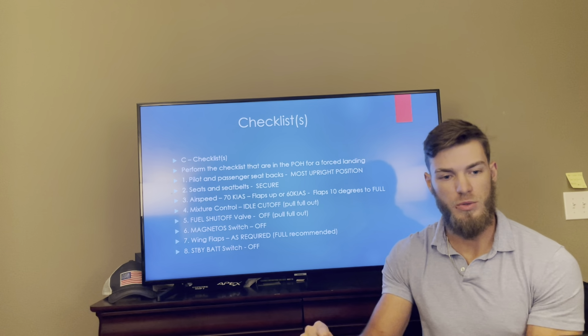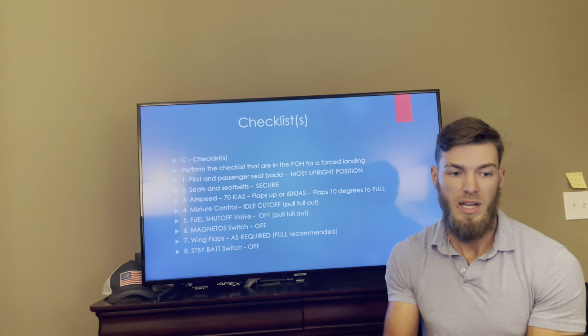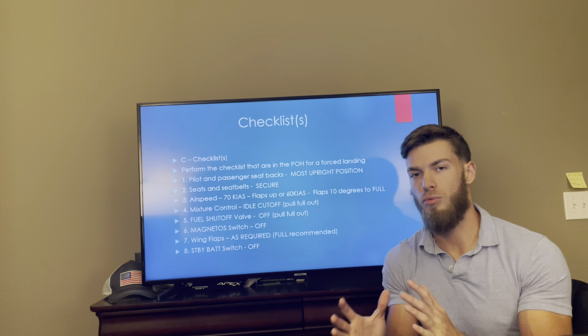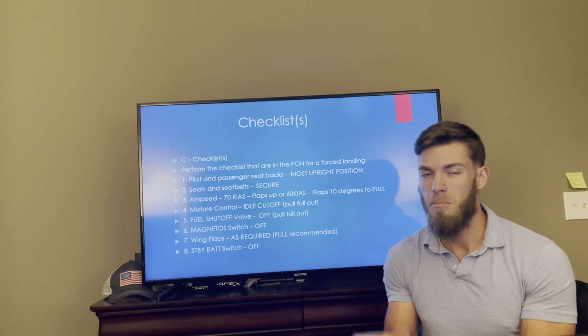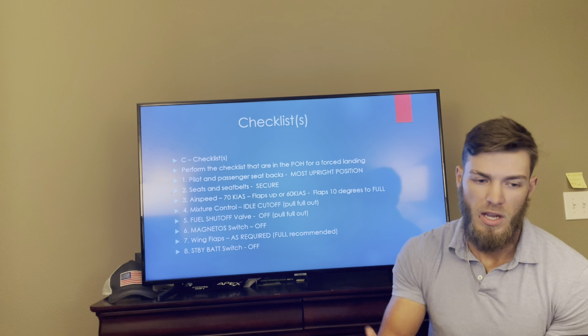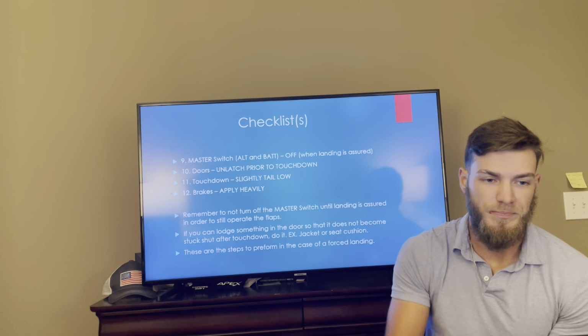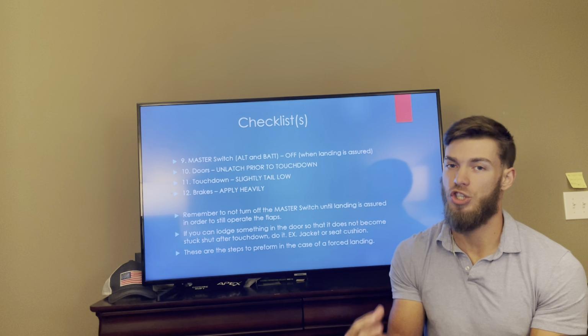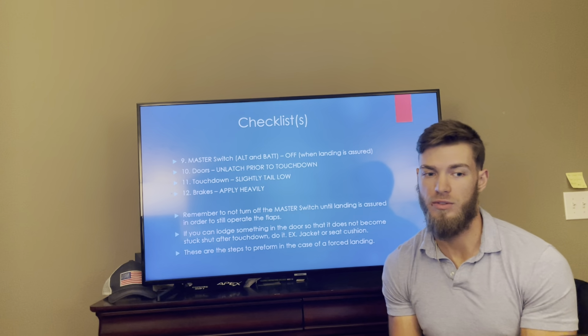Step 6, magneto switch off. You don't want any spark going to the engine. Step 7, wing flaps as required. So you're going to use these in your own personal, whatever you feel is best, but they do recommend using full flaps. Standby battery switch, that's coming off. Your master switch, you're going to turn that off once your landing is assured. You still want to be able to operate those flaps.